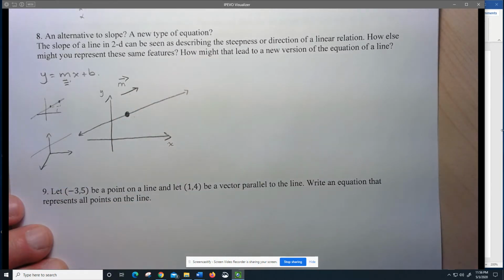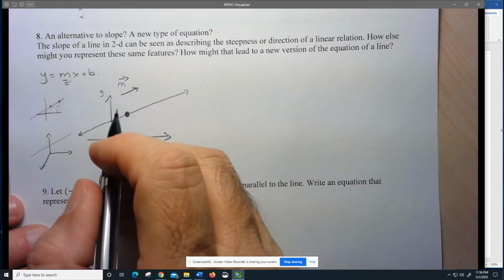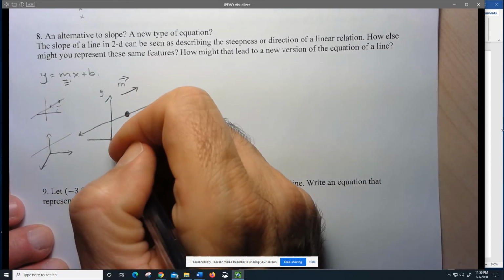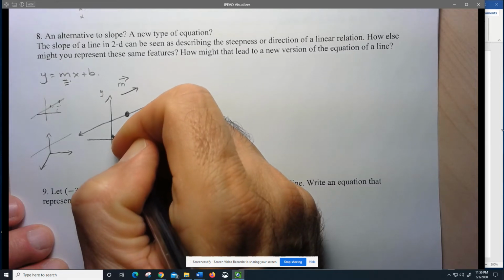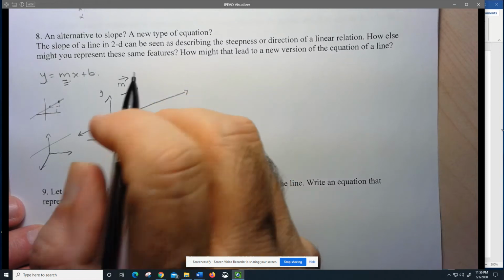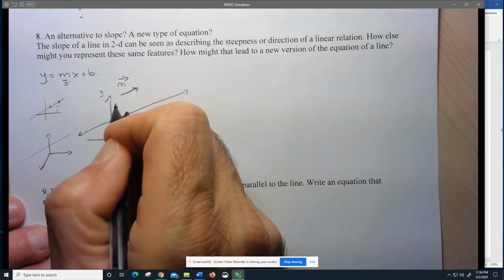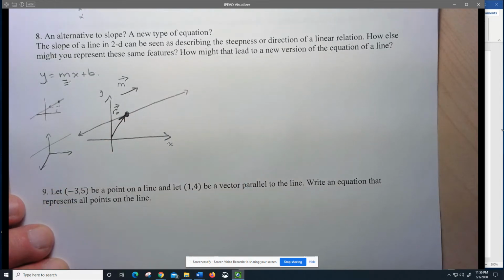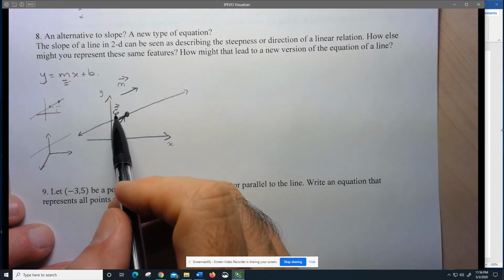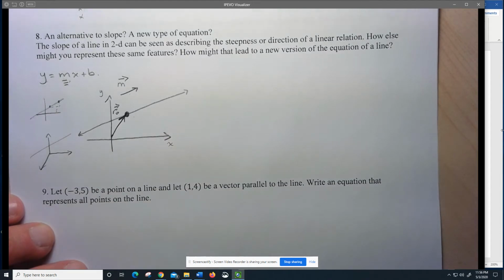Okay? But because I want to work with vectors, I'm not going to be working with this point, but the vector from the origin to that point. Okay? And this is going to be called R naught. Okay, so you know the way we use x naught, y naught to represent a specific point on the line. This is going to represent the vector to some known point on this line.